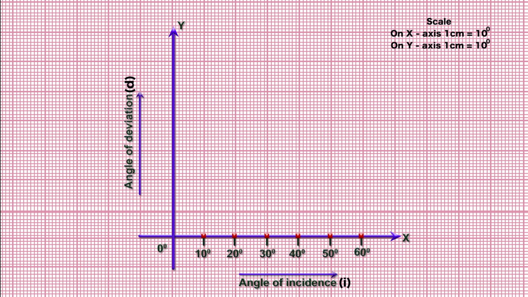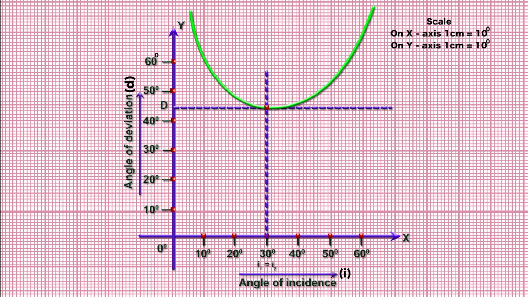Mark points on graph paper for every pair of angles and join the points to obtain a graph which looks like a smooth curve. Draw a tangent line to the curve parallel to the x-axis at the lower point of the smooth curve. The point where the line intersects the y-axis is known as the angle of minimum deviation D.